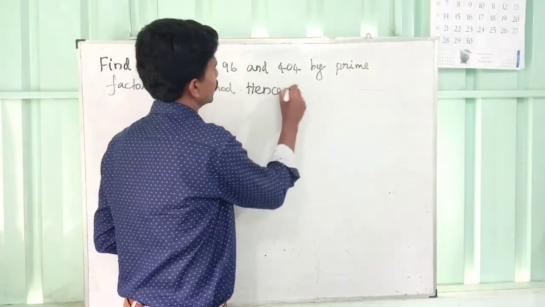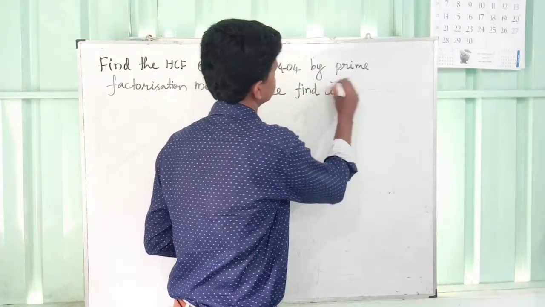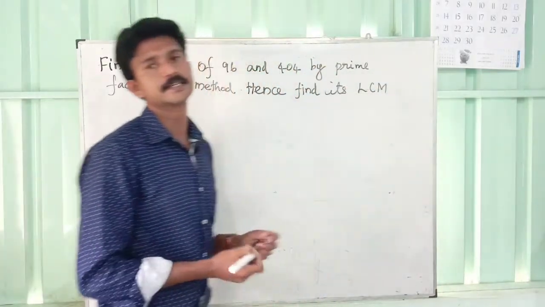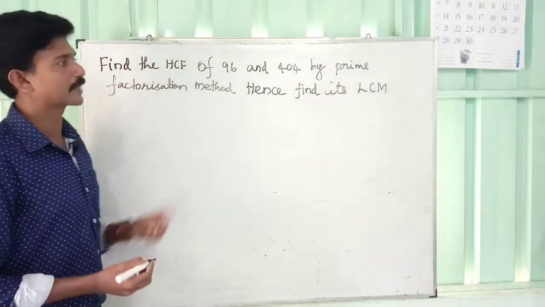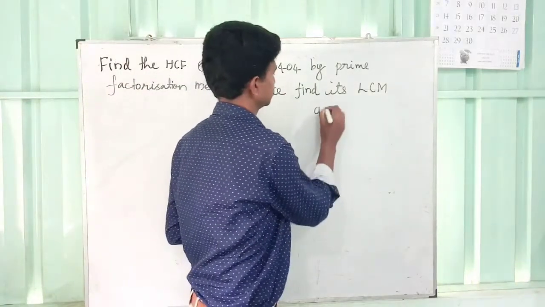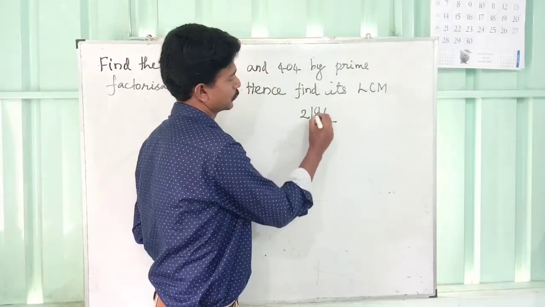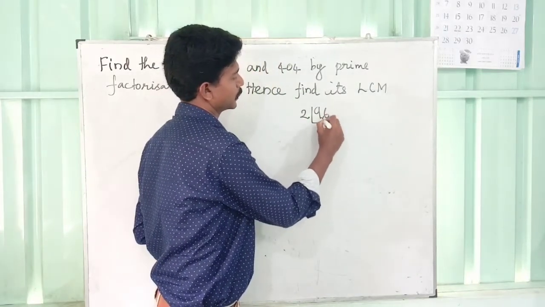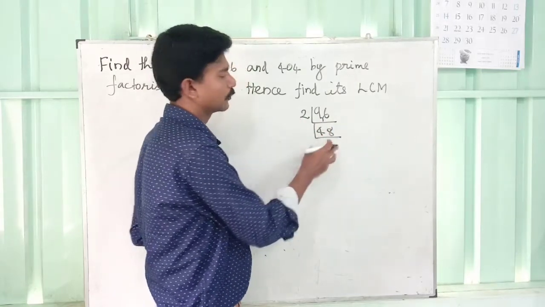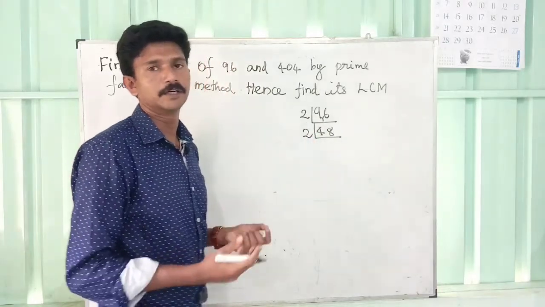Hence find its LCM. So let us prime factorize 96. It is an even number, so divided by 2. 4 times 2 is 8, so 48; we get half of 96, which is 48. Again 48 is an even number, so we can divide by 2.